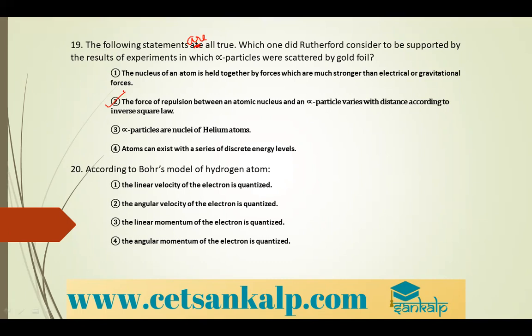As you know, some of the alpha particles were found to be scattered at very large angles in spite of having very high kinetic energy. So from this you understood that the alpha particles are passing very close to the nucleus. From this, Rutherford concluded that the force of repulsion between an atomic nucleus and an alpha particle varies with distance according to the inverse square law.